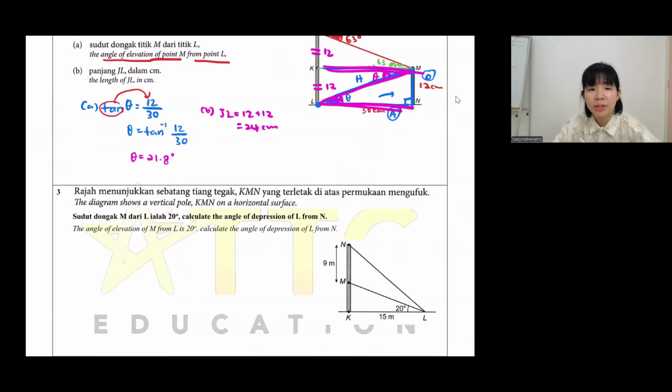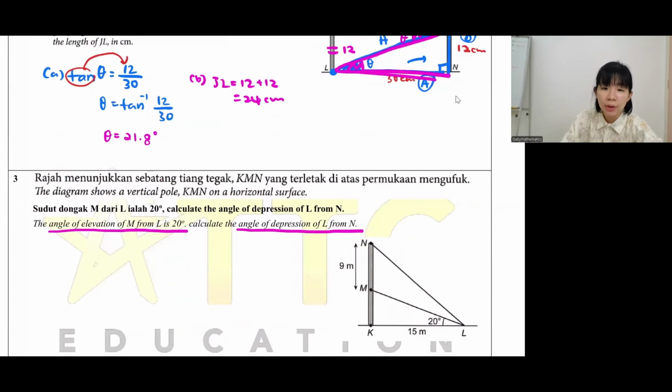Okay, now one last question before we move to the next topic. Okay, one more. So the diagram shows a vertical pole with a horizontal line. Here, the angle of elevation of M from L is 20. At the end, we need to calculate the angle of depression of L from N. We need to find this angle. Okay, first, label the 20 degrees that they say. From where? It's important to know from where.